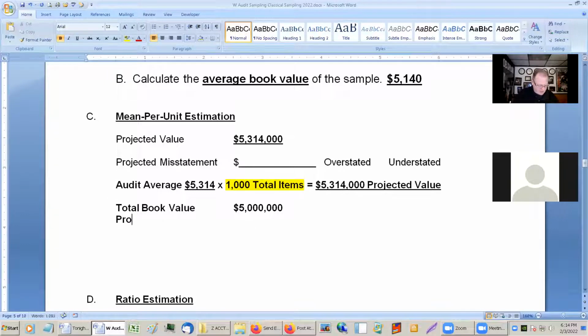The projected value, what we think that it should be, is 5,314,000. So our projected, oops. Projected misstatement is what? 314,000.